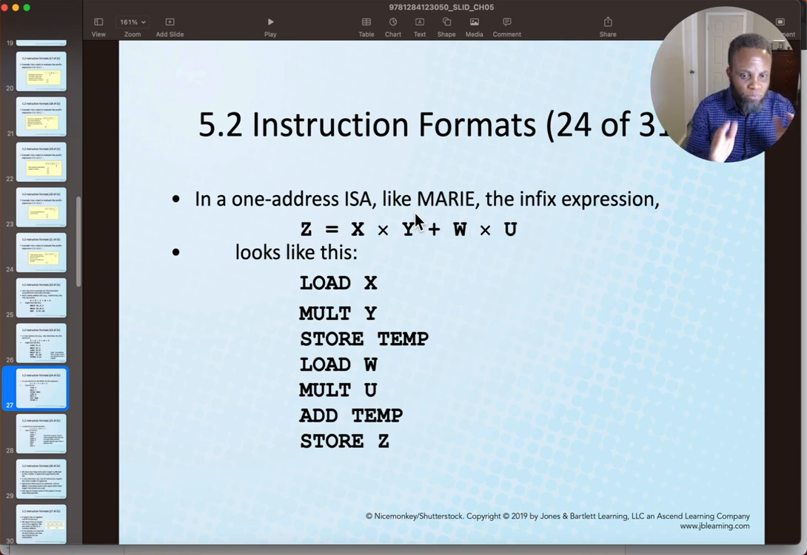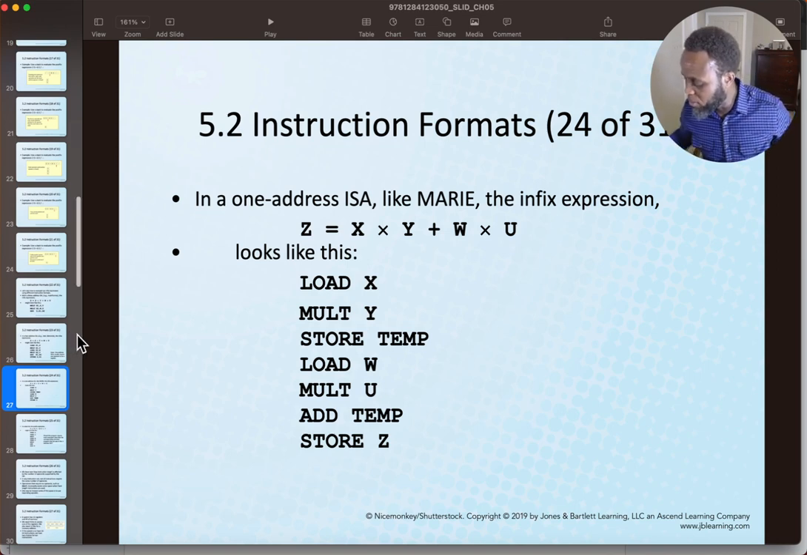So the greater the number of addresses or operands that we can use in an instruction set, the shorter the computer program. The lower the number of operands that we can use in the instruction set architecture, the longer the program. Okay, so that's really what we're learning here, and there are many examples of this postfix and infix on pages 308 and 309 of your textbook.